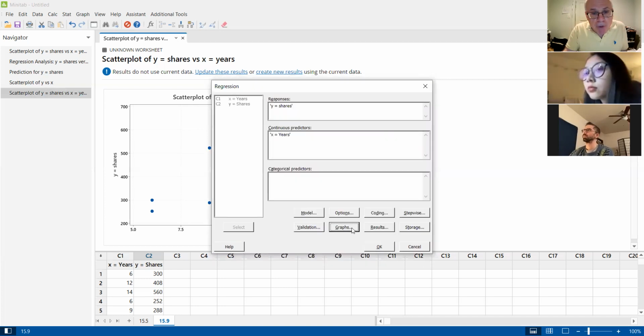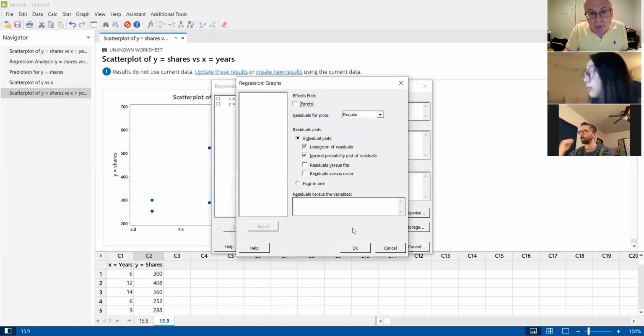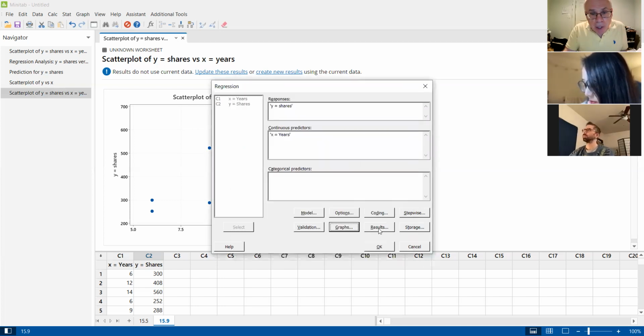Okay, graphs. This is where you would choose your graphs. So it's defaulting to a histogram of residuals and a normal probability plot. That's fine. Regular residuals is fine. We'll just leave it as it is. Results.